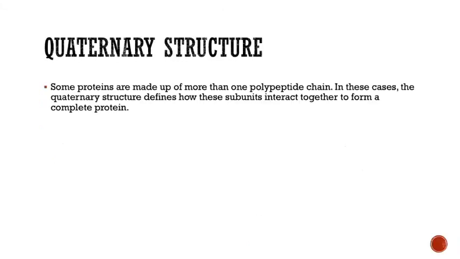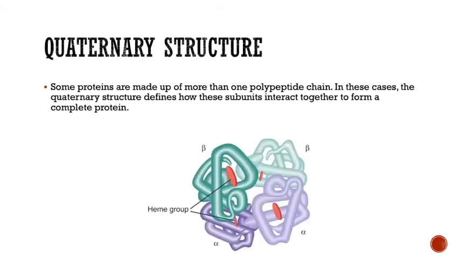And then quaternary structures. So some proteins are made up of more than one polypeptide chain. The polypeptide chain is limited to the tertiary shape, but if a protein does need more than one polypeptide chain to actually function, then the quaternary structure shows how these subunits interact together to form a complete protein.